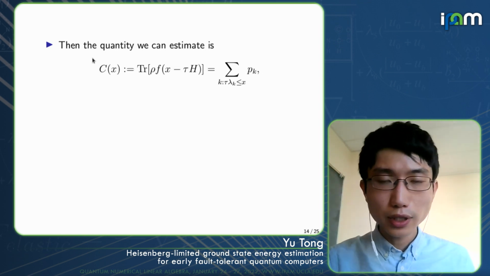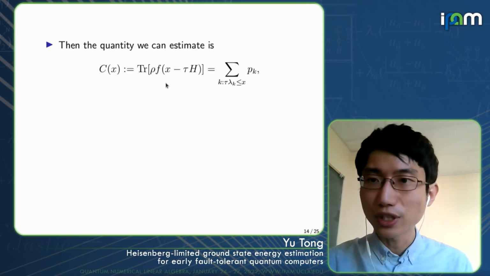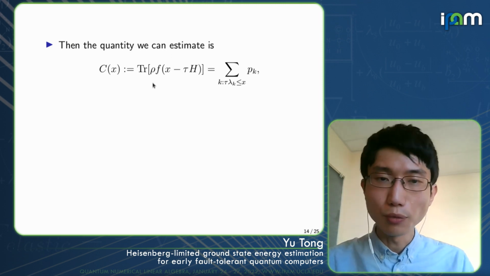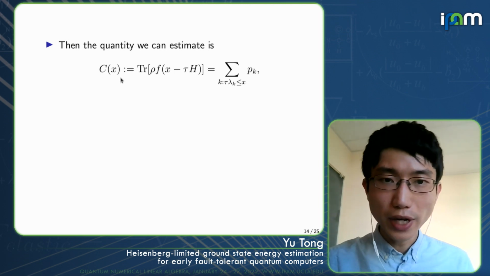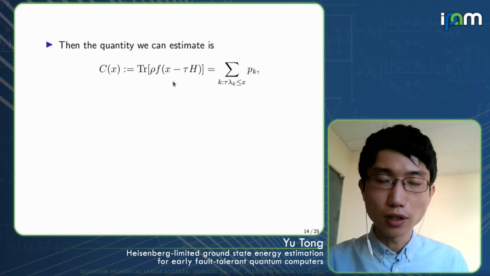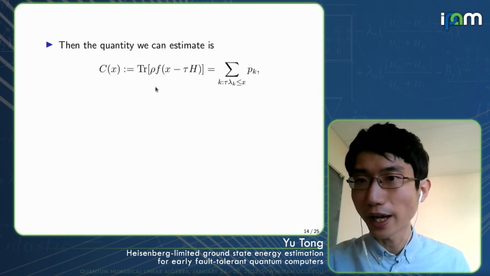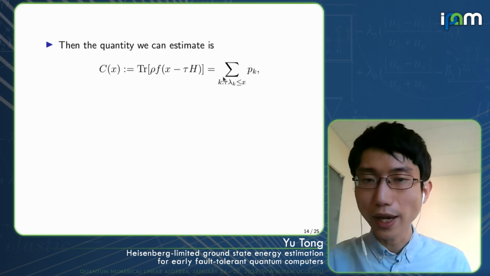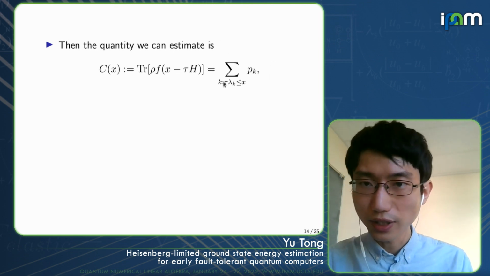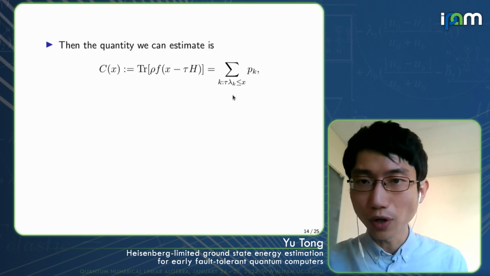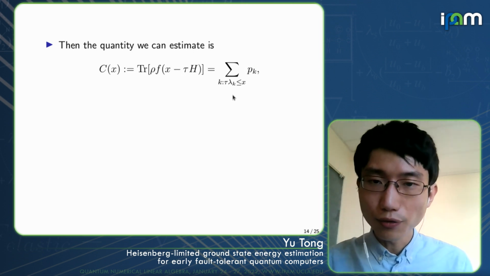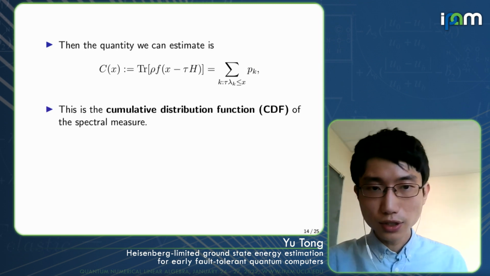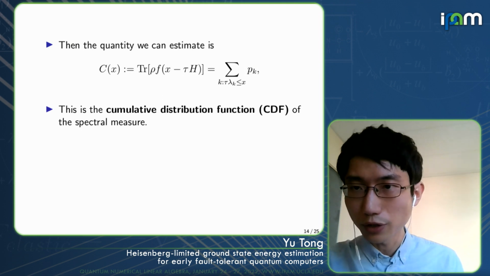So I have to introduce some notations here to make what I'm about to say later make sense. Now let's consider plugging this Heaviside function f into the quantity we had before. So this c of x is defined as the trace of rho f of x minus tau h, where f is the Heaviside function. Using the eigendecomposition of h, we can write it out in a simpler form. This is the sum of all the p k such that tau lambda k is smaller than or equal to x. So this is actually a cumulative distribution function of the spectral measure.